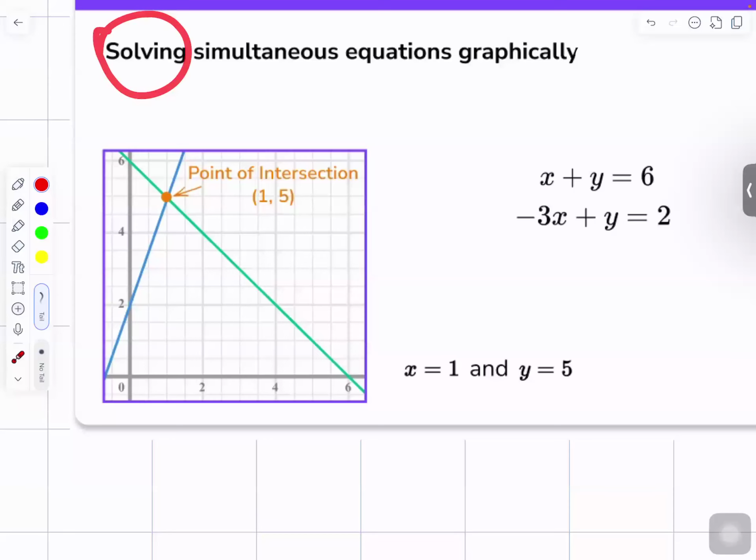What does solve mean? Where the two lines meet, the green line and the blue line. Where do they meet? They meet at 1, 5. So your answer is 1 and 5. So if they say solve simultaneous equations, you can draw a graph and you get the answer. But it takes long to draw the graph, so we use an algebraic method to do it. But you can do it like this in a graph.